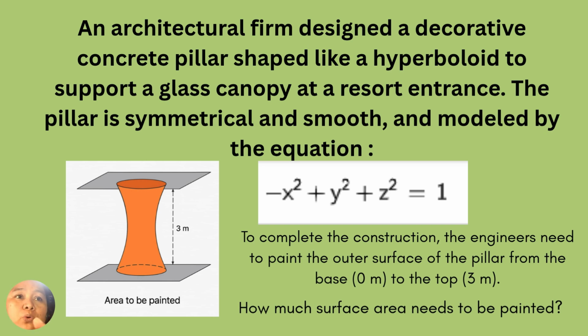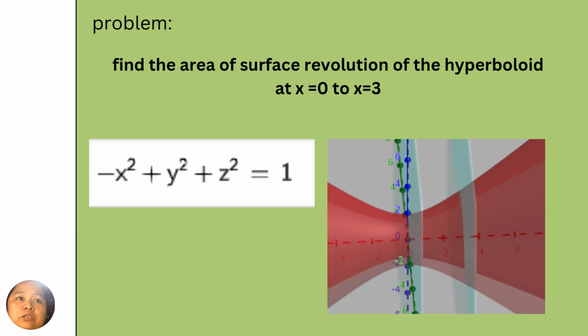So, we have to know kung gaano yung surface area ng ating hyperboloid to determine kung ilang paint ang magagamit natin, di ba? But we have to identify the surface area, not the paint. Okay, so, using our formula, the equation given is negative x squared plus y squared plus z squared equals 1. And our limit is 0 to 3 because the height is from 0 to 3 meters.